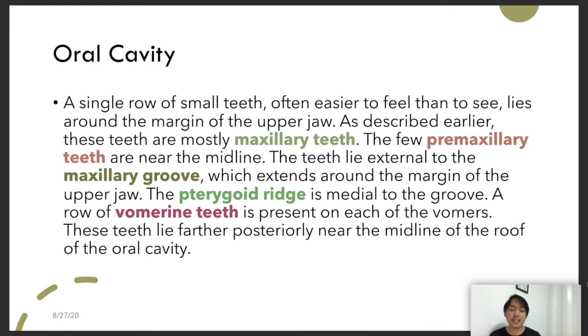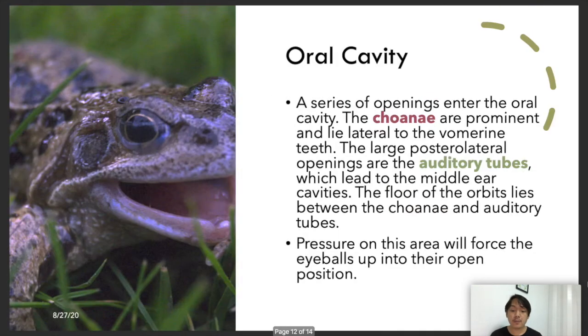A series of openings enter the oral cavity. The choanae are prominent and lie lateral to the vomerine teeth. Near them are the auditory tubes, which are posterolateral openings. From the root word itself, they relate to hearing in your frog, and lead to the middle ear cavities. The floor of the orbits lies between the choanae and the auditory tubes. Pressure on this area will force the eyeballs up into their open position.